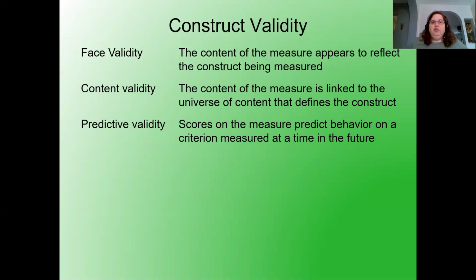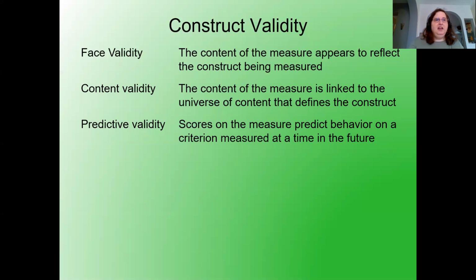So when you take a GRE, the whole reason for this test is to predict how well you will perform in grad school. And that's the idea of it, right? And we hope that it does a good job.